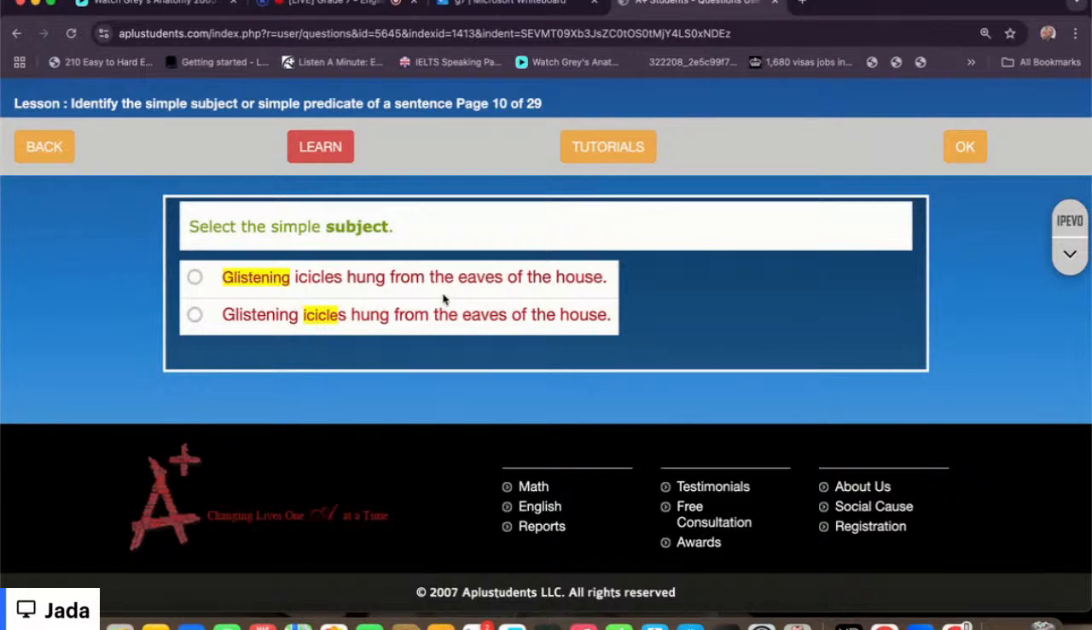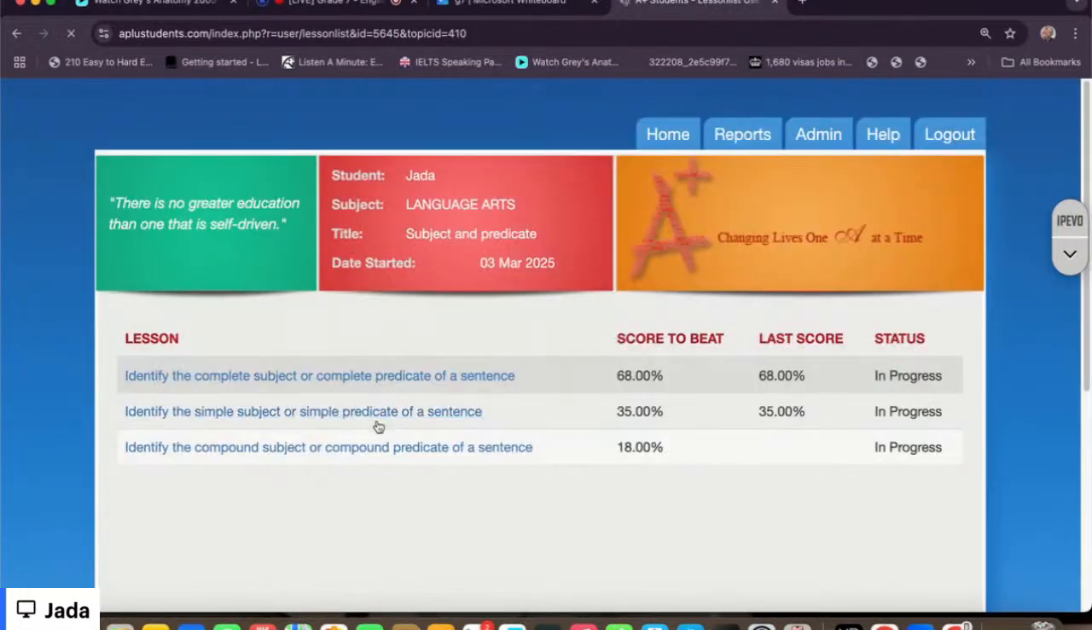Received, rather. So, that's it for the lesson on subjects and predicates. We still have one more lesson under this, and we will complete this on Thursday when we meet again. If you haven't done this test, you have to make sure that you complete the two that we've done today, and then the next time we meet again, we will finish the last one.